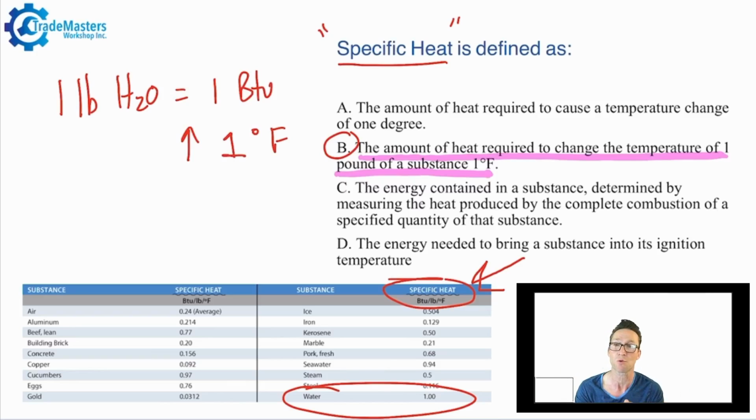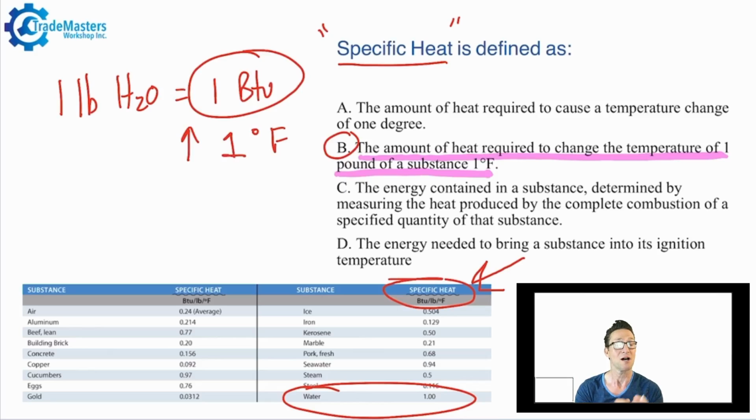If we had 2 pounds of water and we wanted to increase it by 1 degree Fahrenheit, we'd have to add 2 BTUs because we know the specific heat for 1 pound of water is 1 BTU per degree Fahrenheit. So we just multiply by 2. Ice, for example, or steam has a specific heat of 0.5. Even though ice and steam are two different states of water, they have a different specific heat than liquid H2O, right? So water or liquid H2O has a specific heat of 1 BTU per pound per degree Fahrenheit. Ice has a specific heat of 0.5.